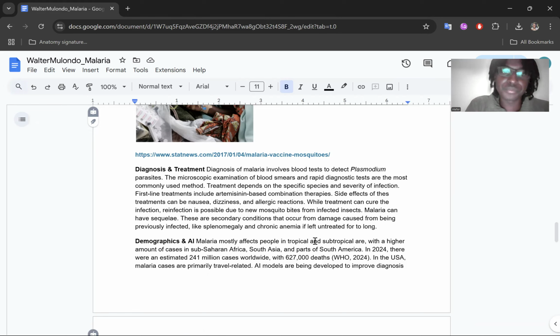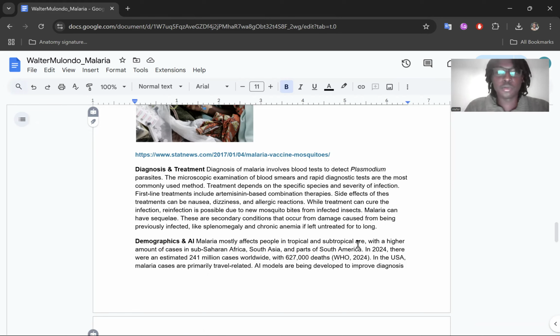Demographics. Malaria mostly affects people, as I said earlier, in tropical and subtropical areas, with a higher amount in sub-Saharan Africa, South Asia, South America, pretty much places that are near the equator, due to the tropical weather and humidity there, which allows for breeding of mosquitoes and for the female mosquito to pass along the virus.